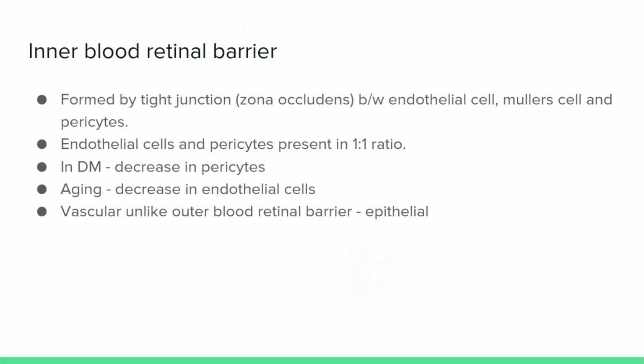Inner blood retinal barrier is formed by tight junctions between the endothelial cell, Mueller cells, and pericytes. Endothelial cell and pericytes are present in a ratio of 1:1. In diabetes mellitus, there is decrease in pericytes, and in aging, there is decrease in endothelial cells. It is vascular, unlike outer blood retinal barrier, which is epithelial.